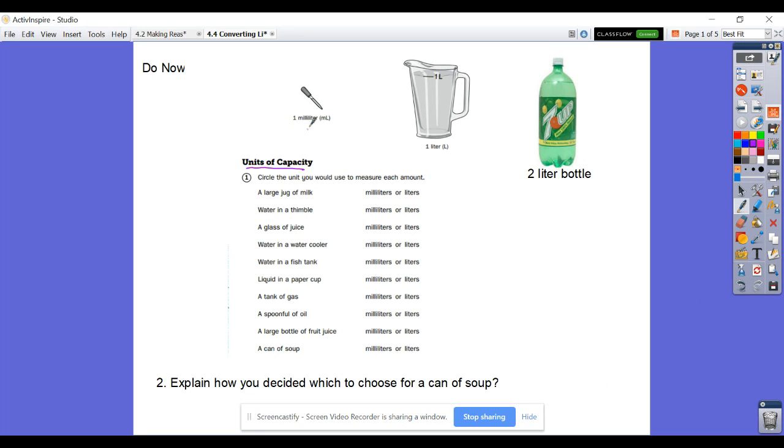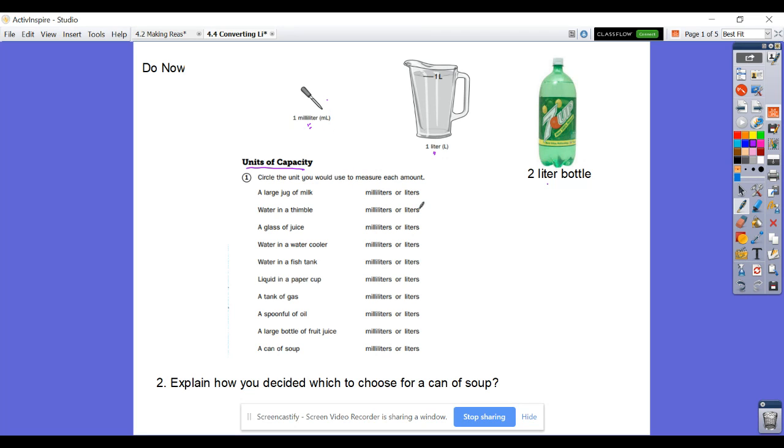So today we're going to talk about milliliters and liters. I just put these visuals to give you a sense in your head, right? A milliliter is like what fits in one of these droppers that you might see in the science lab. It is a very small quantity of liquid. Can you picture that in your head?